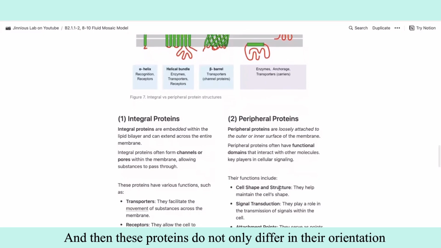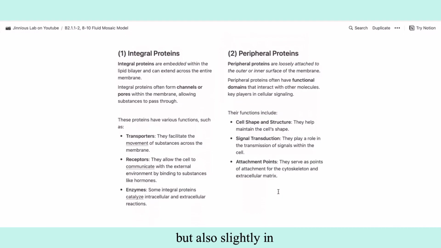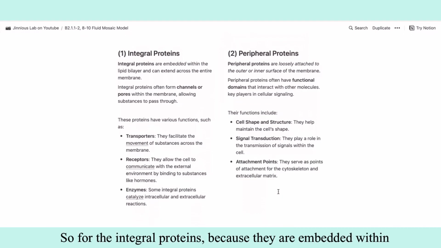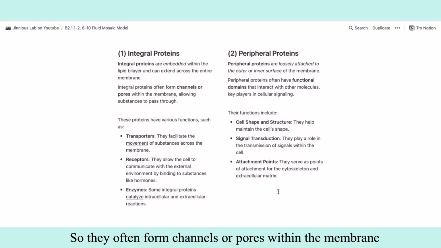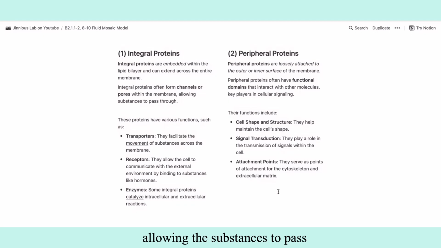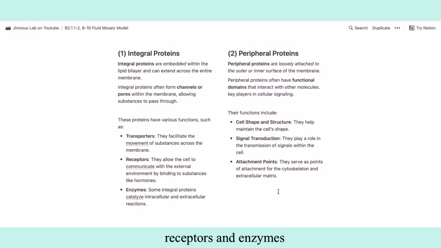And these proteins do not only differ in their orientation, but also slightly in their function. For the integral proteins, because they are embedded within the lipid bilayer and extend across the entire membrane, they have unique functions. They often form channels or pores within the membrane, allowing substances to pass through. And they have other functions such as transporters, receptors and enzymes, like we discussed before.